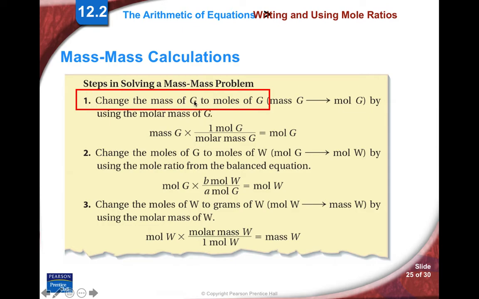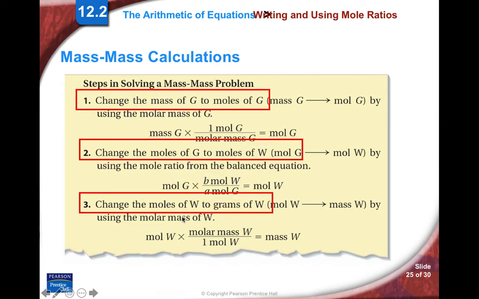First step is always to change whatever you're given into moles, the mass into moles. So you're going to divide by the molar mass of that substance. You're going to figure out how many moles of given go with how many moles of the wanted substance. Wanted goes on top, given on the bottom. That comes from your coefficients from the balanced equation. And then finally, you're going to change moles of your wanted substance into grams of that substance.